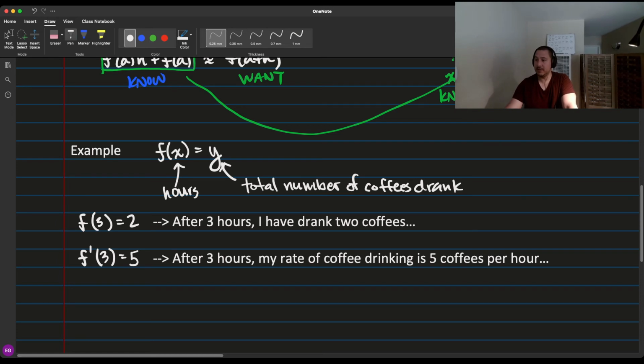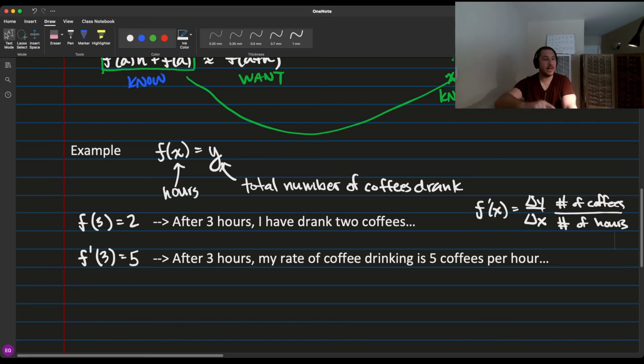The derivative is the change in y over change in x. What is your unit for y? Number of coffees. And what is your unit for x? Hours. So does that make sense? That's how I know that f prime of 3 equals 5 means 5 coffees per hour, because the 5 is 5 over 1, technically.